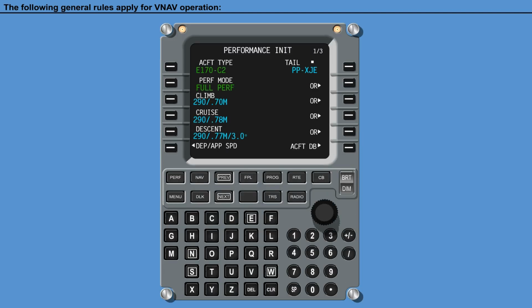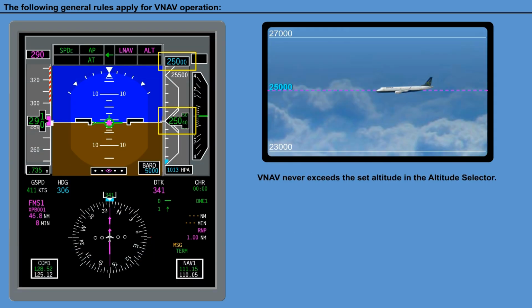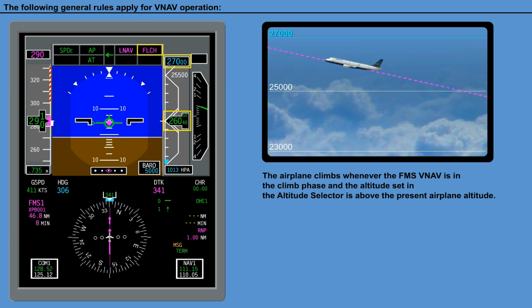The following general rules apply for VNAV operation. In order to use the VNAV function, the FMS performance initialization must be completed and confirmed. VNAV never exceeds the set altitude in the altitude selector. The airplane climbs whenever the FMS VNAV is in the climb phase and the altitude set in the altitude selector is above the present airplane altitude.